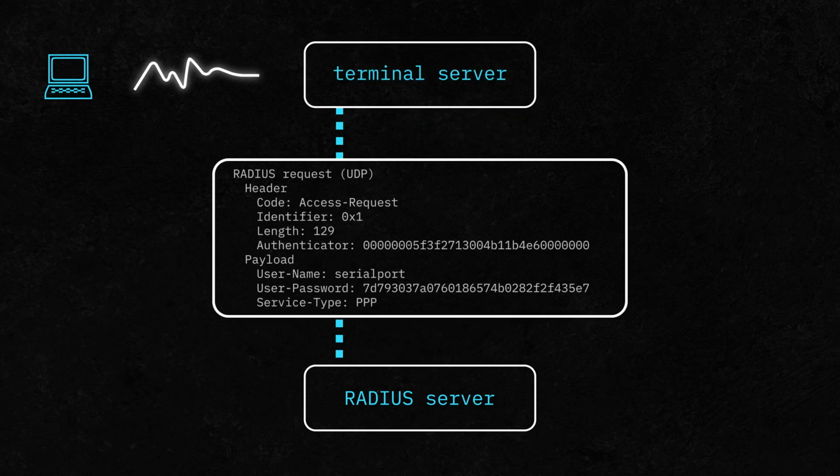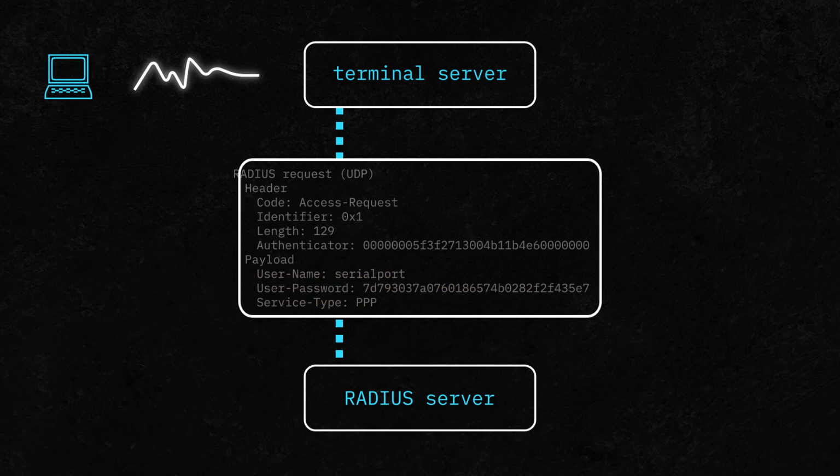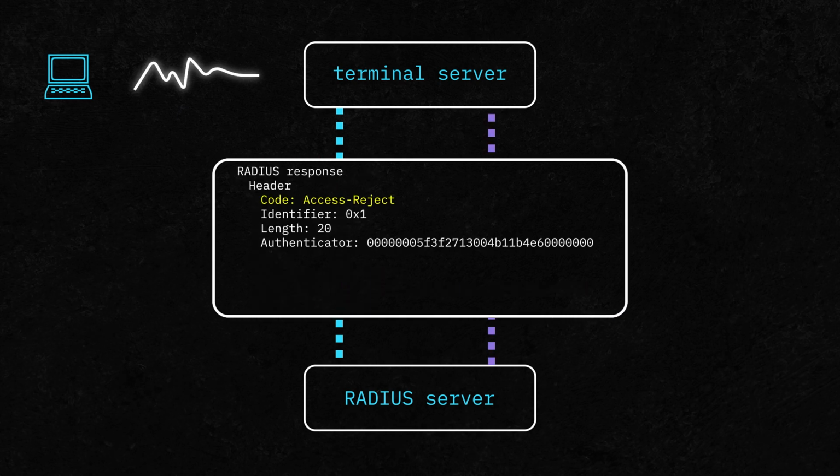The request itself would have the access request code in the header of the UDP packet, and some attribute value pairs in the payload like username and password. The RADIUS server would then respond with approval or rejection of the request after accessing the user records in a database. So if you've used all 10 hours of your allowed ISP access for this month, you're out of luck.